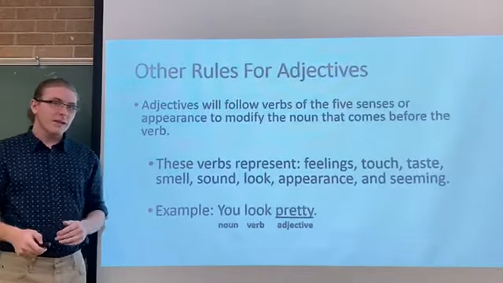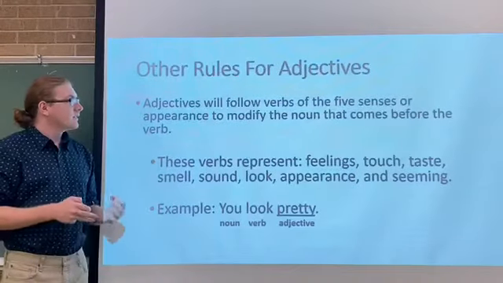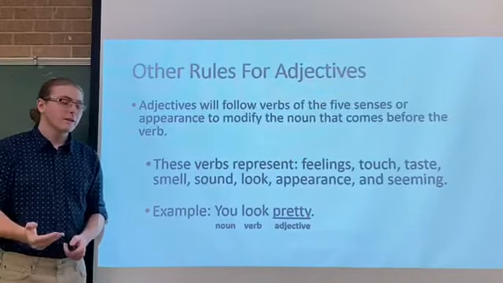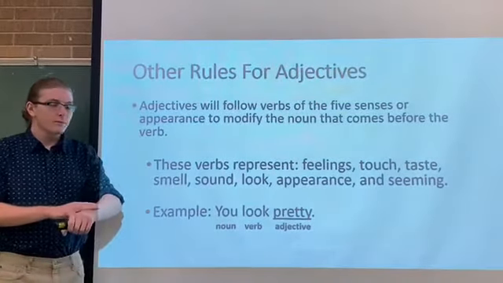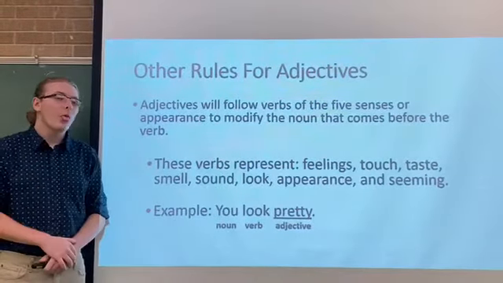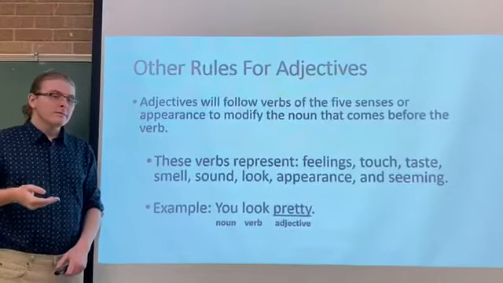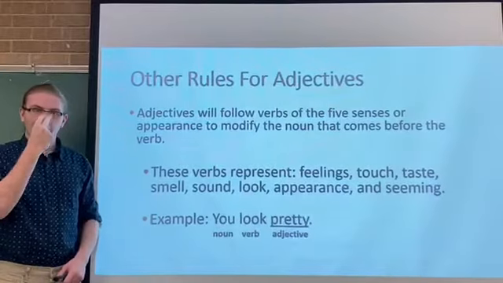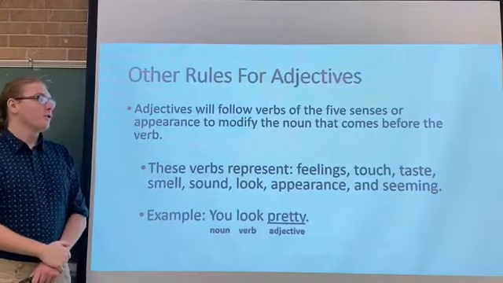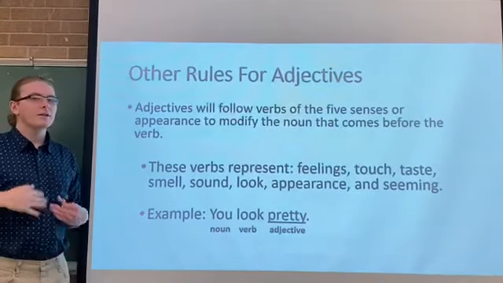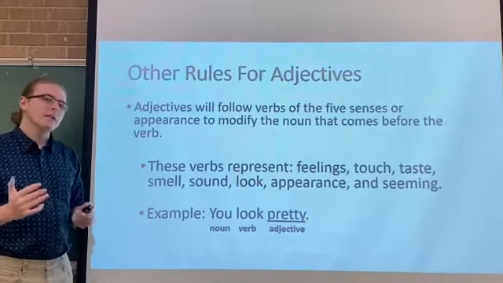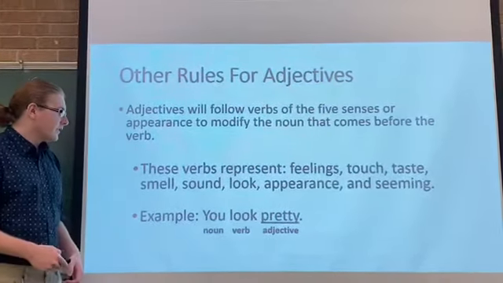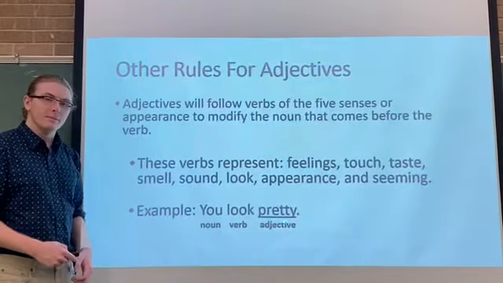The verbs that represent these 5 senses and then appearance are your feelings, your touch, your taste, your smell, your sound, look or sight, your appearance, and how you're seeming. An example we have of this is the sentence, you look pretty.